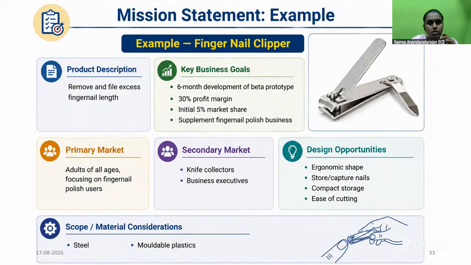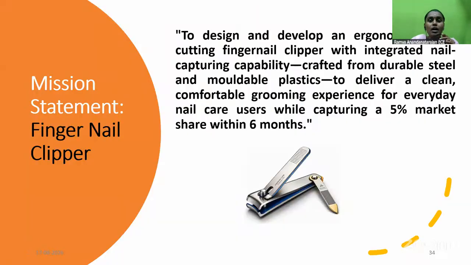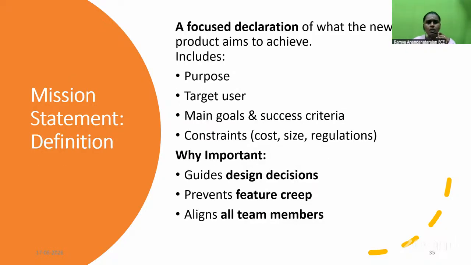Okay. So this is an example of a mission statement. If you give a statement like this, all the team members will have a clarity on what they are working for, and only then we'll be able to design a good product. So by now I think you would have understood. Mission statement gives a focused declaration of what the new product aims to achieve. It includes purpose, target user, main goals, and success criteria constraints.